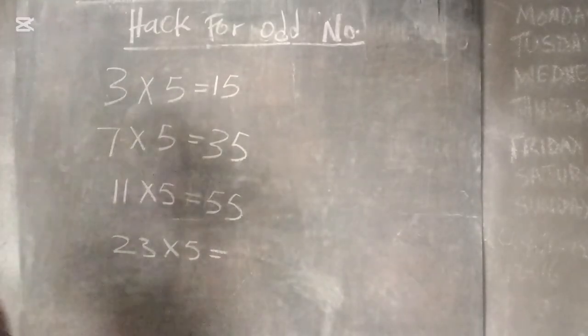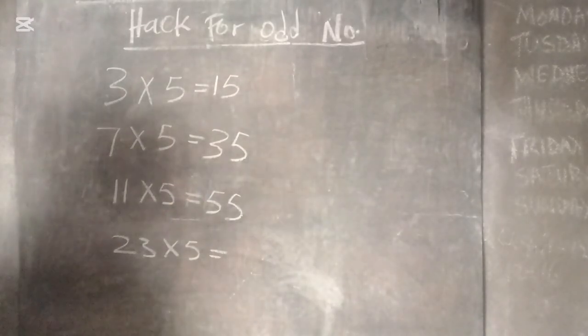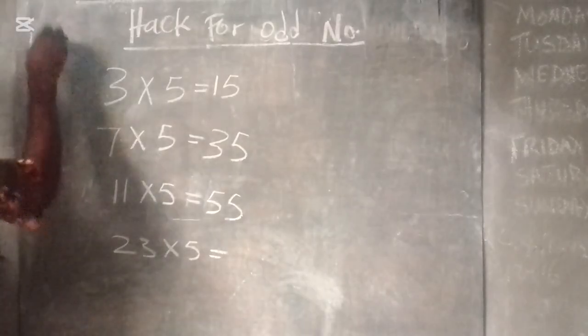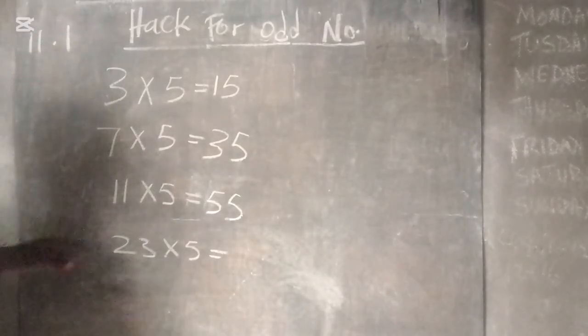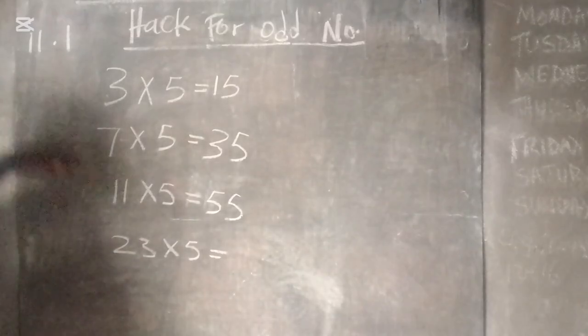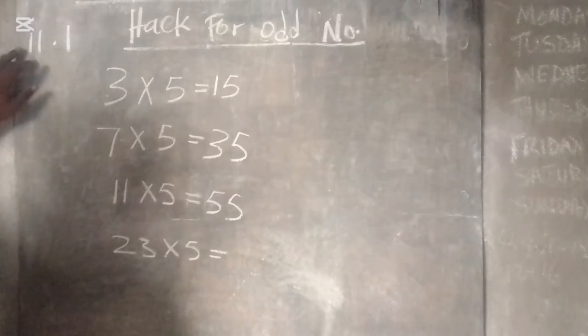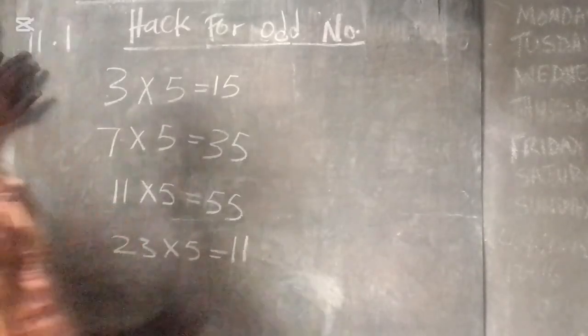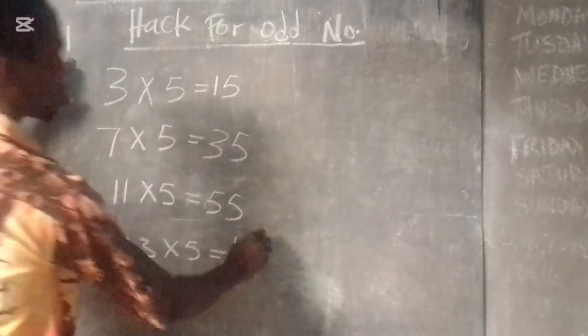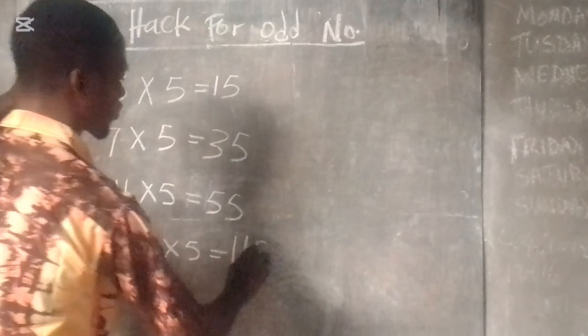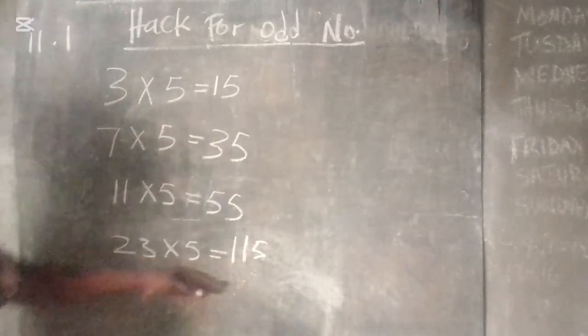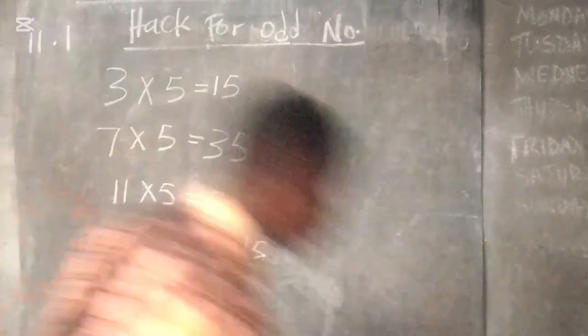Let me check another example like 23 times 5. 23 here is an odd number. What will I do? Half of 23 is 11.1. Half the odd number and add 5 to it. I write down my whole number, which is 11, and I will now put down my 5, which is 115.